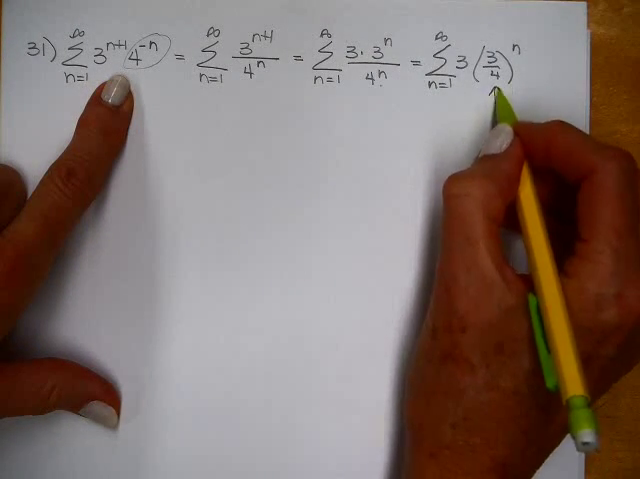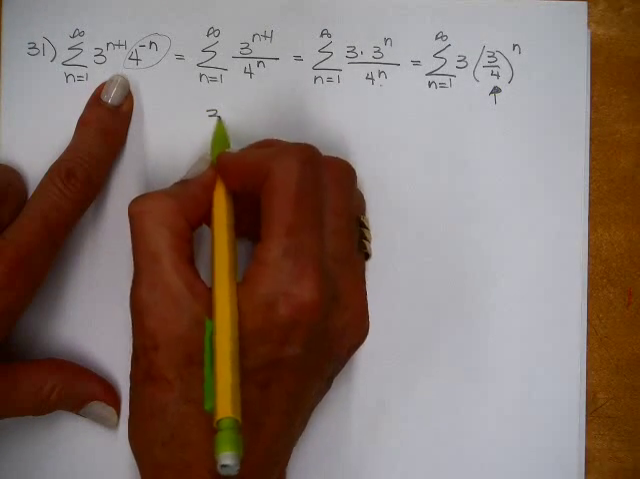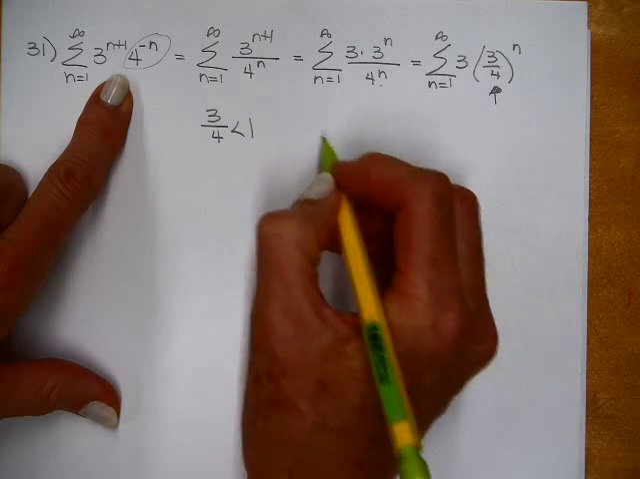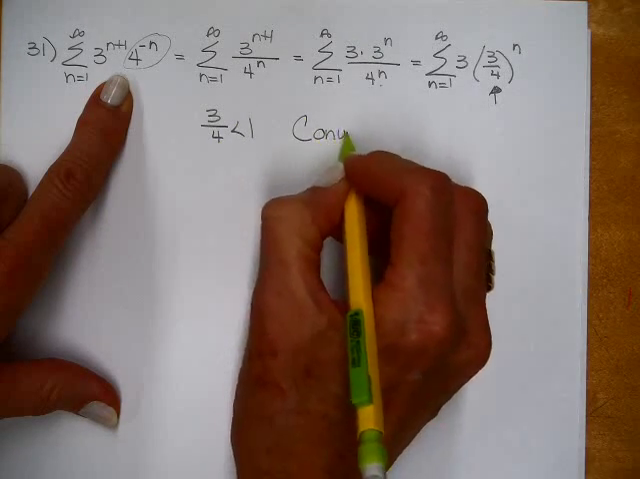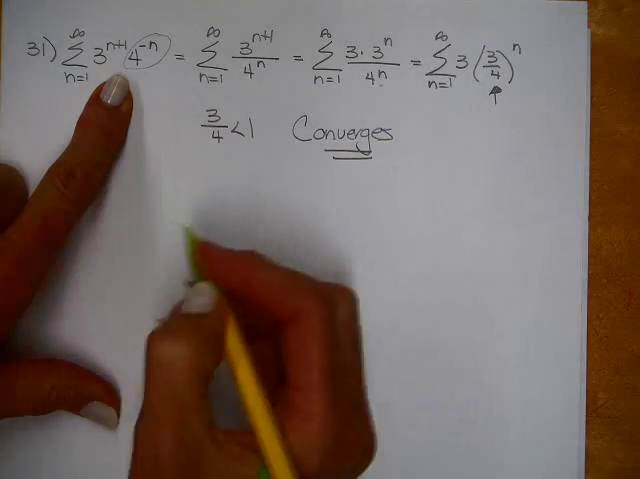And this is now my common ratio. So the absolute value of 3/4 is obviously 3/4, which is less than 1, so this is going to converge. If it converges, it has a sum.